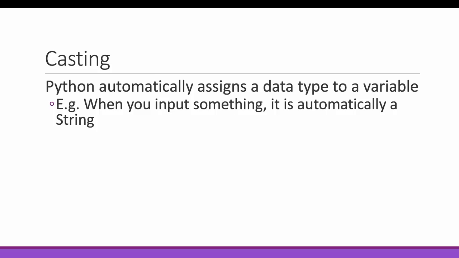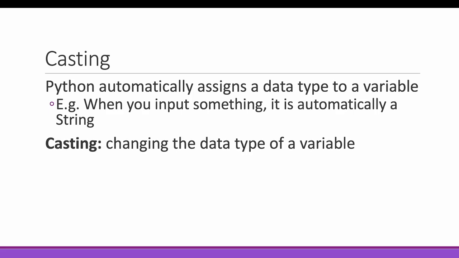string. Now you could be asking someone's age, you could be asking for their average mark on a test, which should be integers or floats, but it will automatically come in as a string. So this is where casting comes in, and this is where we can change the data type of that variable. There's kind of 4 different ways that we'll look at doing this.